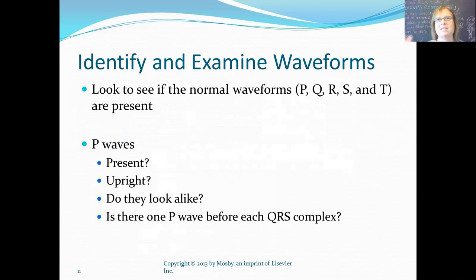P's can look a whole bunch of different ways. Ideally, they are upright, so they deflect upward off that isoelectric line, and they all look the same. I don't want some that are small, some that are big, some that are pointy. They should be nice and rounded. So upward deflection that's rounded, and what we want to see is only one P wave before each QRS. So pretty simple, right? P waves. Are they present? Yes or no? Are they upright? Do they go up off the isoelectric line instead of downwards? Do they all look the same? Every P looks the same. They're not all different shapes.